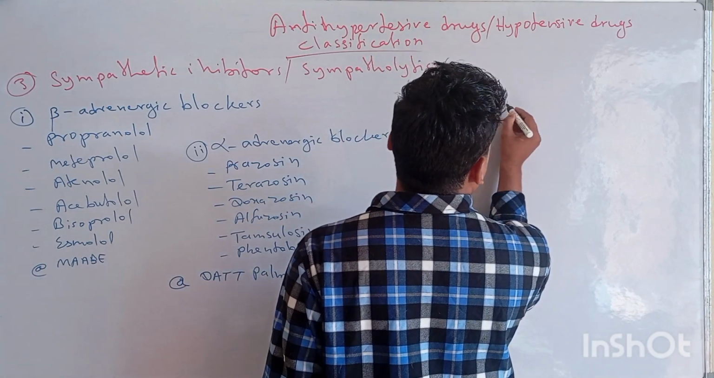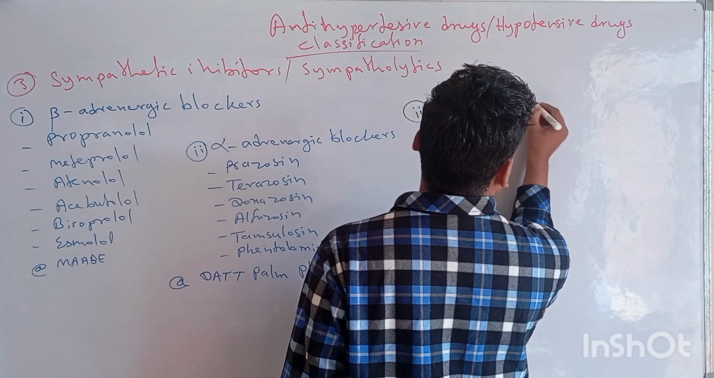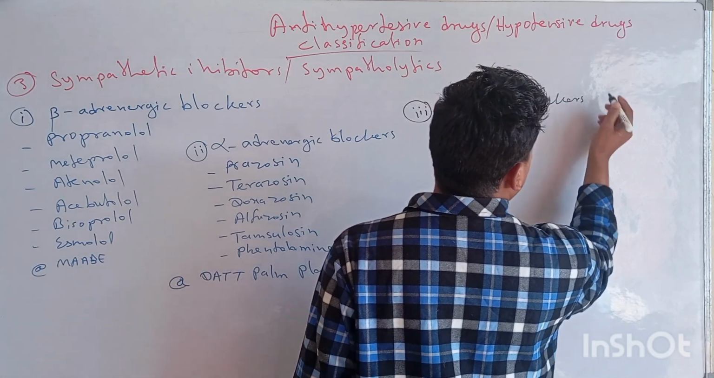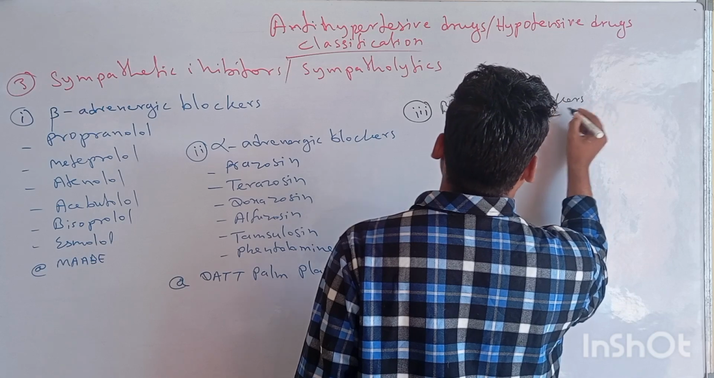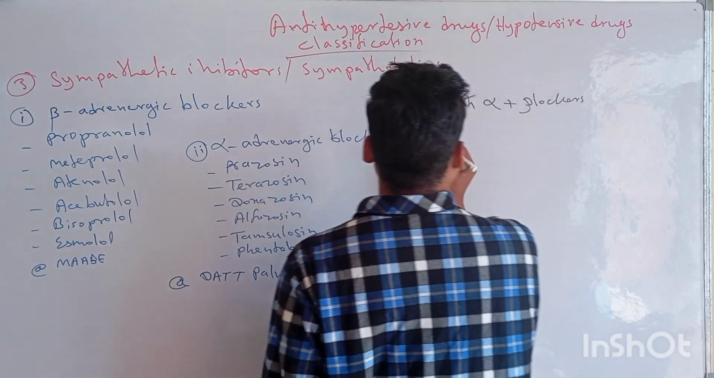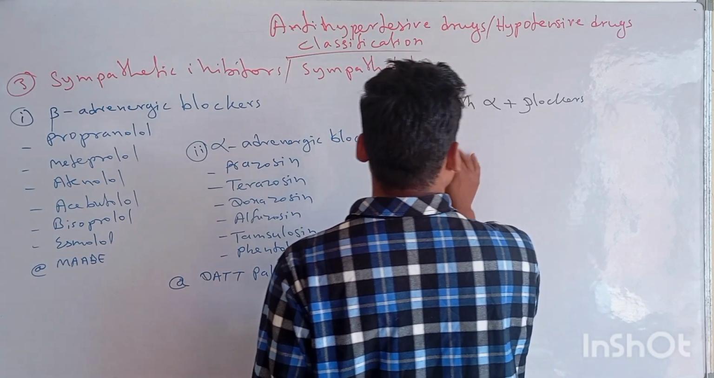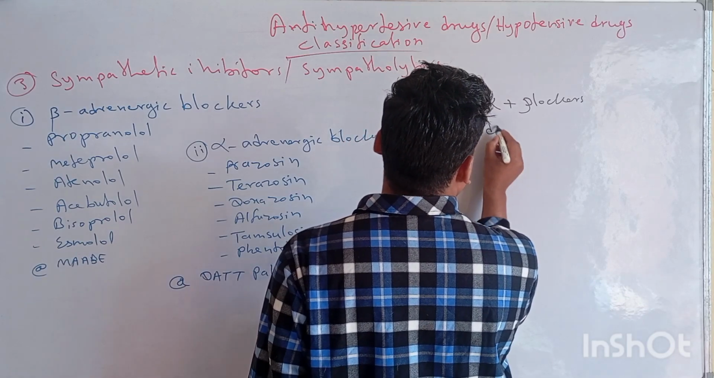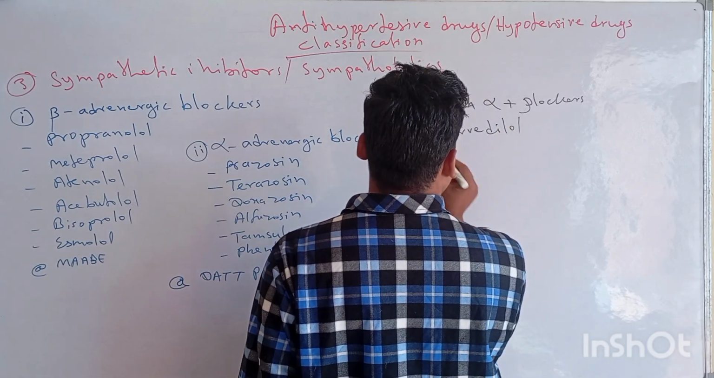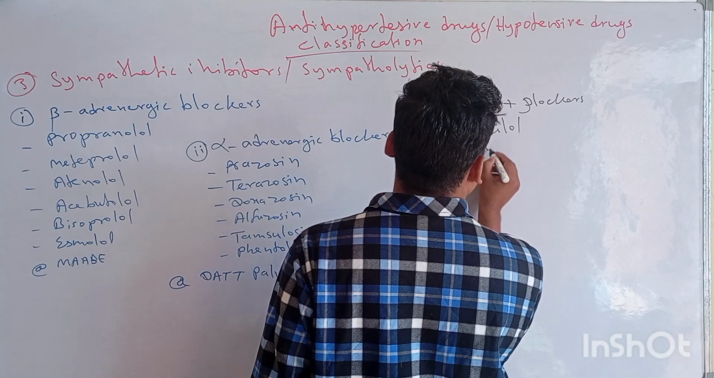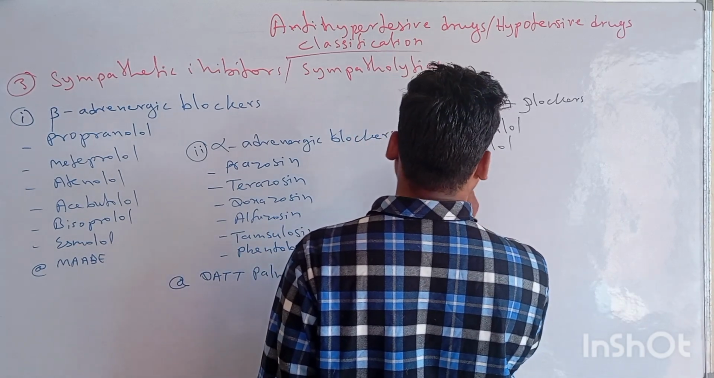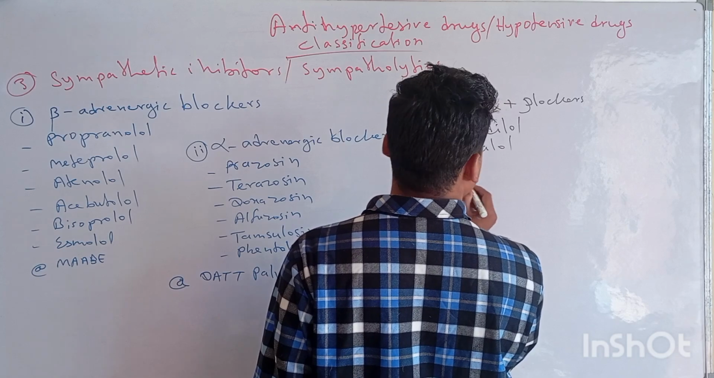Next category will be both alpha and beta blockers. These drugs will be blocking simultaneously alpha and beta receptors. Examples will be carvedilol and labetalol. Remember this also as CaLa.